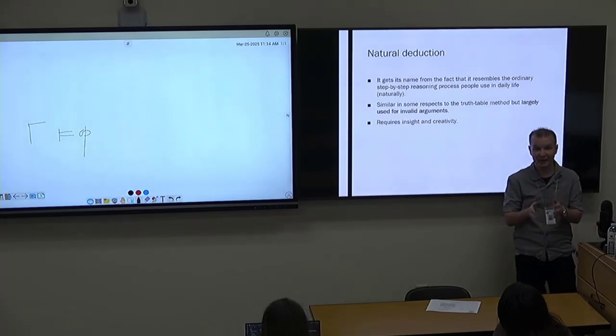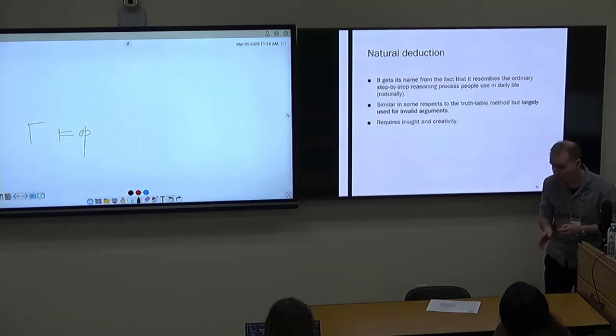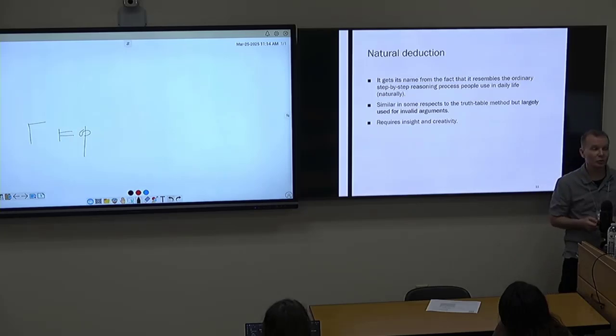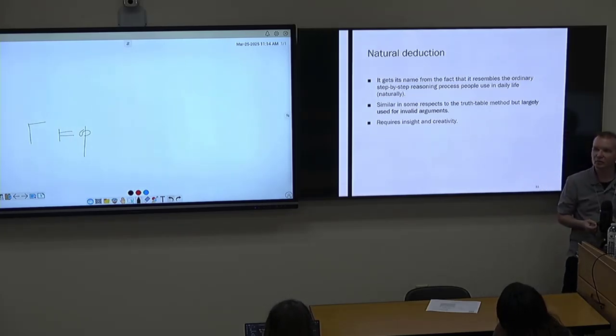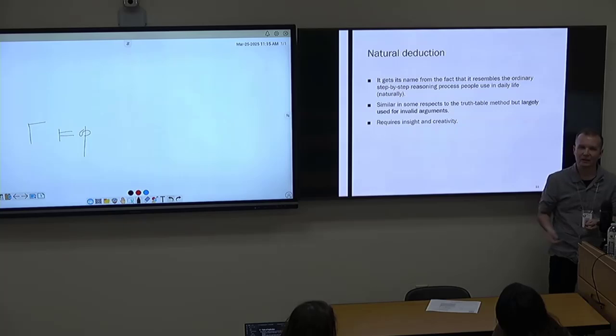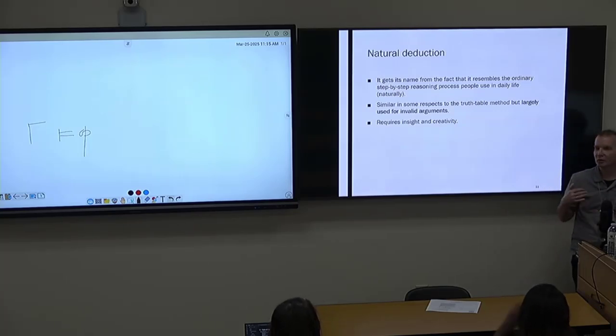Truth tables are more mechanical, right? You are following the rules like a machine. Here you actually need to be a little more creative. You need to look at the argument and think, what can I do with it now? This is how proofs are written, right? Proofs are not written in some kind of mechanical way. You need to think more creatively.